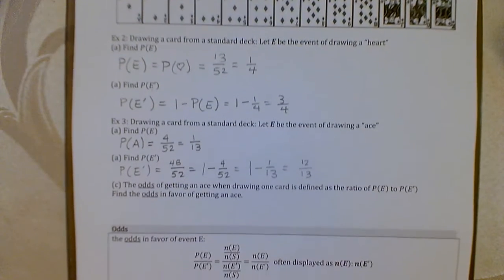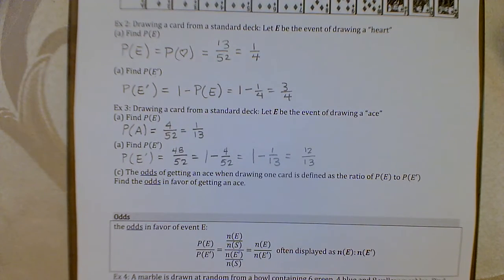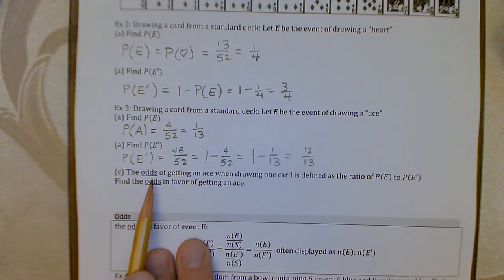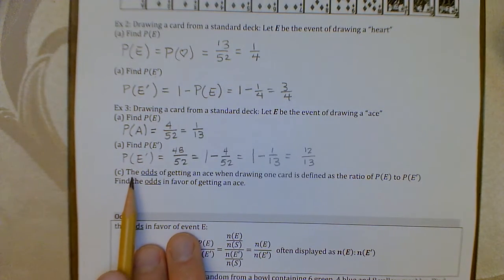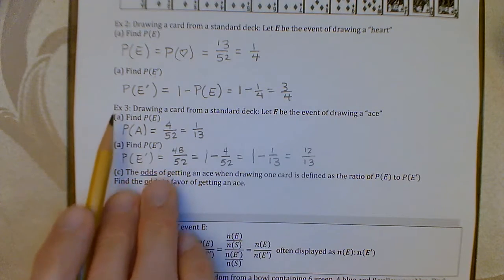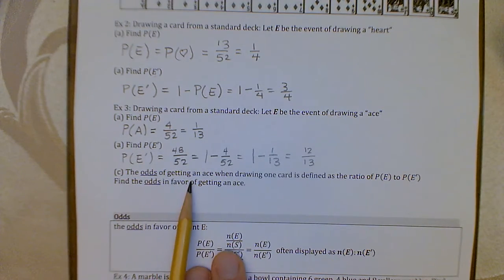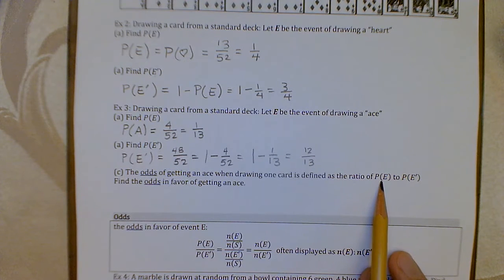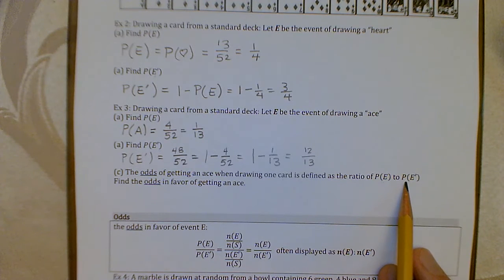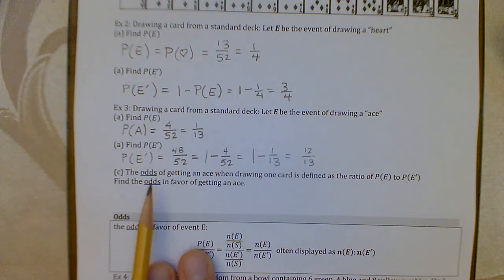Okay. All right, now we're going to talk about something that's related to probabilities. It's called odds, and we're going to develop a formula here, but let's just talk about it in example 3C here. The odds of getting an ace when drawing one card is defined by the ratio of the probability of the event to the probability of its complement, or the event not happening. Now, you have to be careful.